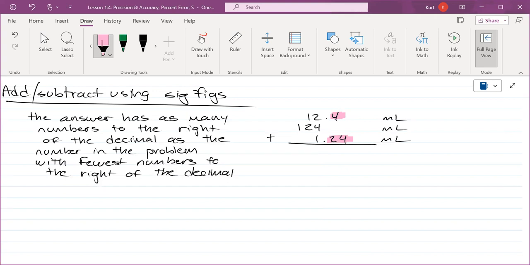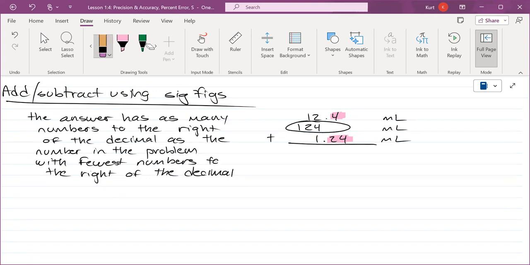So I know the rule, the wording is very weird, so let me just say it in English. Your answer has as many numbers to the right of the decimal as the number in the problem with the fewest numbers to the right. So what is the fewest number of decimal places you should have? 2, 1, or 0? Your answer will have no numbers after the decimal because this has no numbers after the decimal.